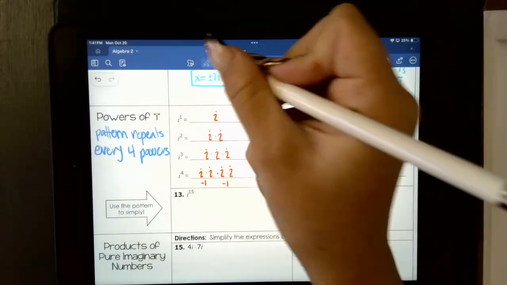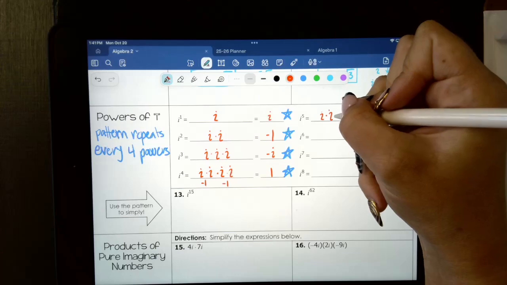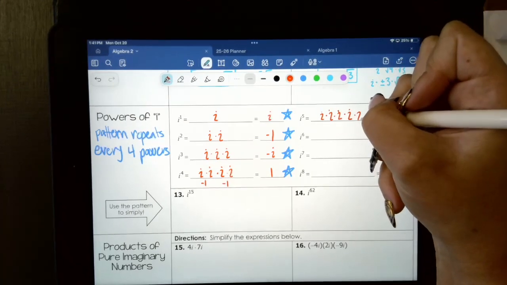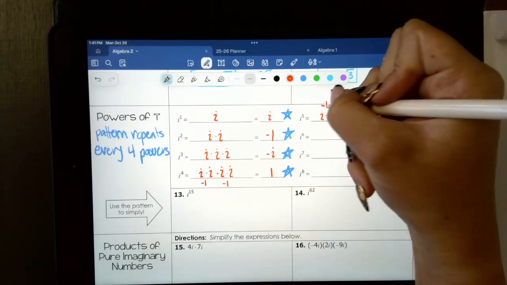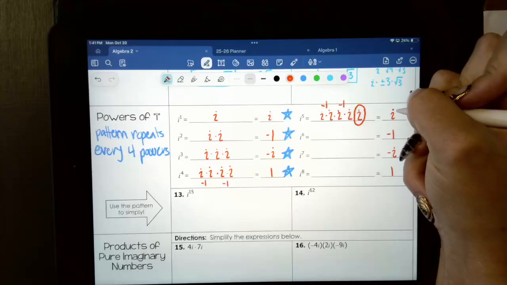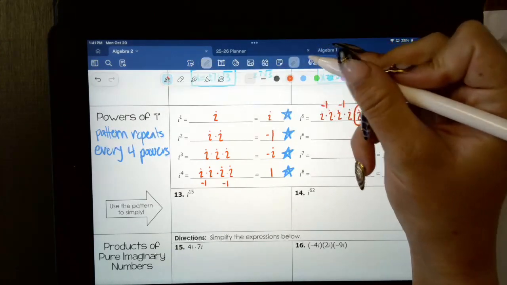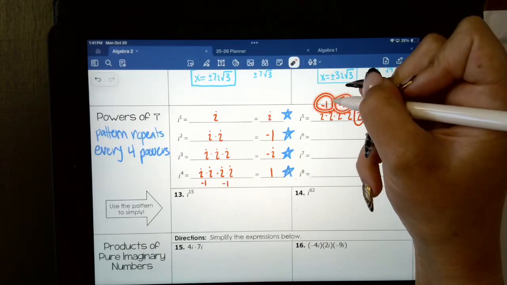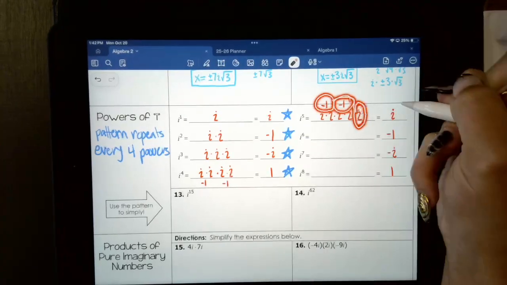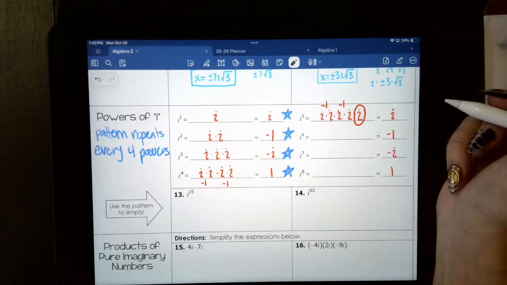So you can write it out if you want to. You can write out I times I times I times I times I, but you would see negative 1 times negative 1, and then you're left with 1I. So what would that be? It would just be a positive 1, because negative 1 times negative 1 is positive 1, and then all you're left with is I. So that's why you get that I, right?